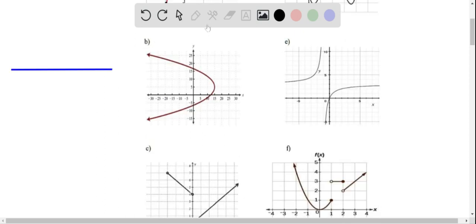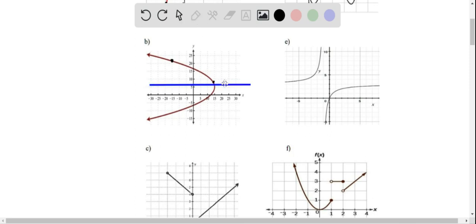Now let's determine if the graph given in part B represents a one-to-one function using the horizontal line test. I'm going to take this horizontal line, move it up and down, and see if the horizontal line intersects the graph at exactly one point. I can see that whenever I move it up and down, it intersects at exactly one point. At this point, it intersects. And for example, when I move it here, it intersects at this point.